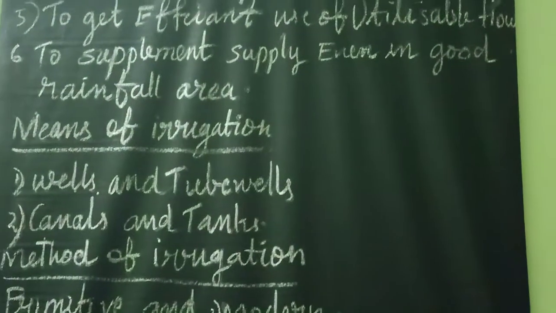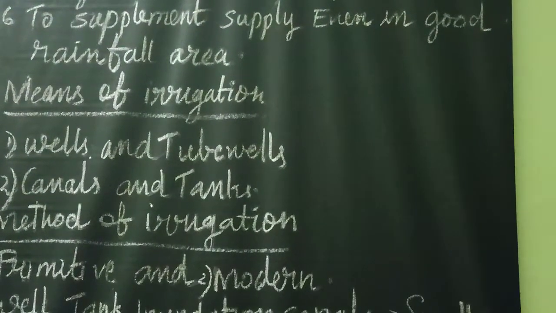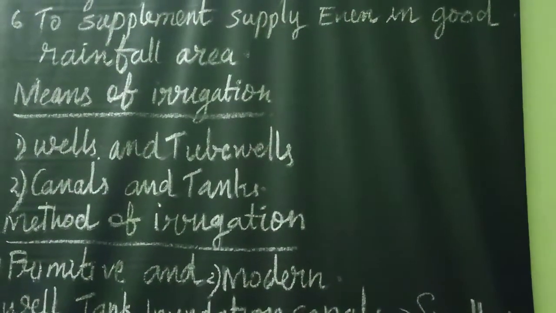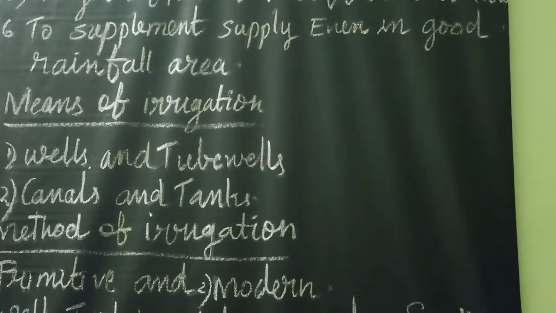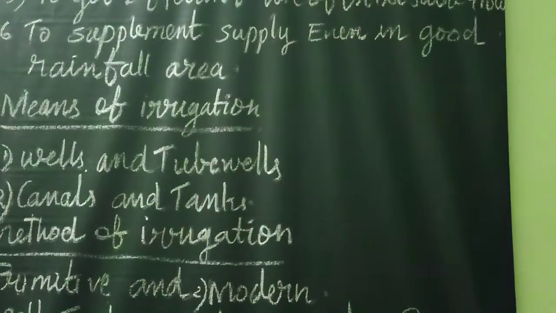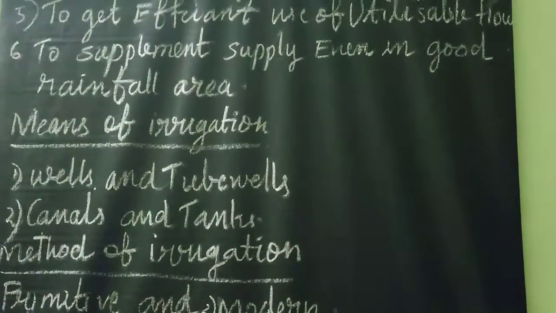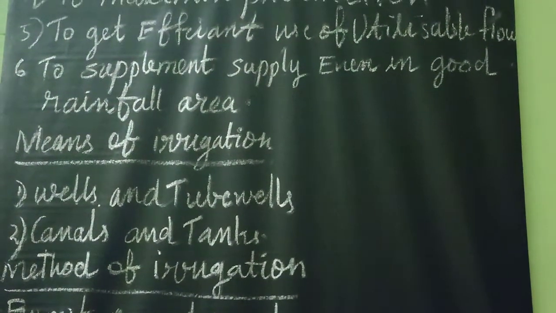Modern methods of irrigation mean drip irrigation and sprinkler irrigation. All these are called modern methods of irrigation. Drip irrigation or sprinkler irrigation can be used to irrigate large areas, and they need modern machinery to build or operate.